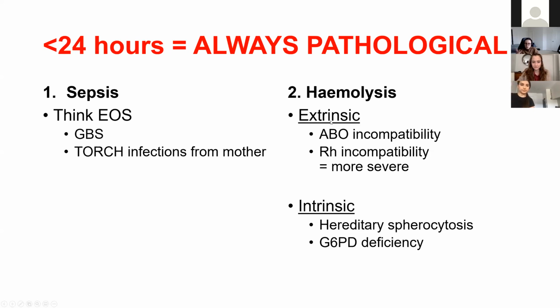So for extrinsic causes of hemolysis, this is usually due to ABO incompatibility or rhesus incompatibility, which, as we know, is more severe than ABO incompatibility itself. And then we have intrinsic causes, so hereditary spherocytosis or G6PD deficiency.